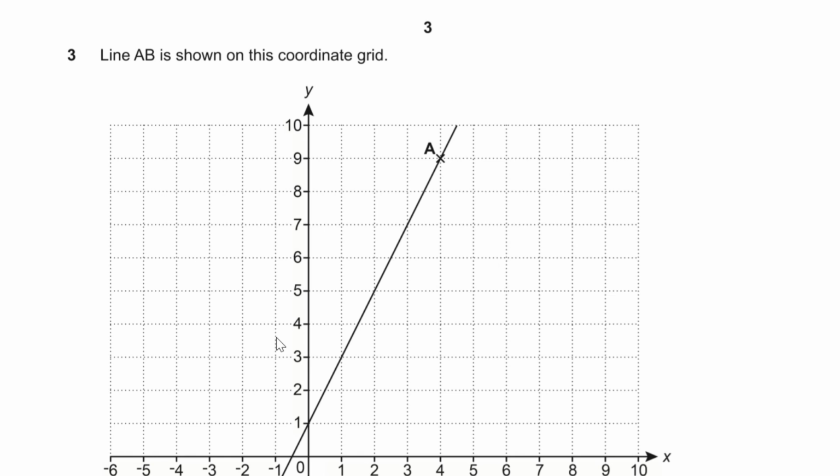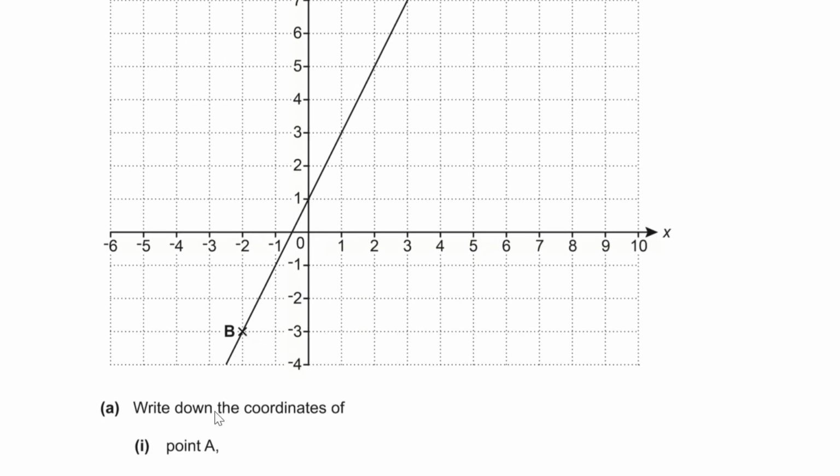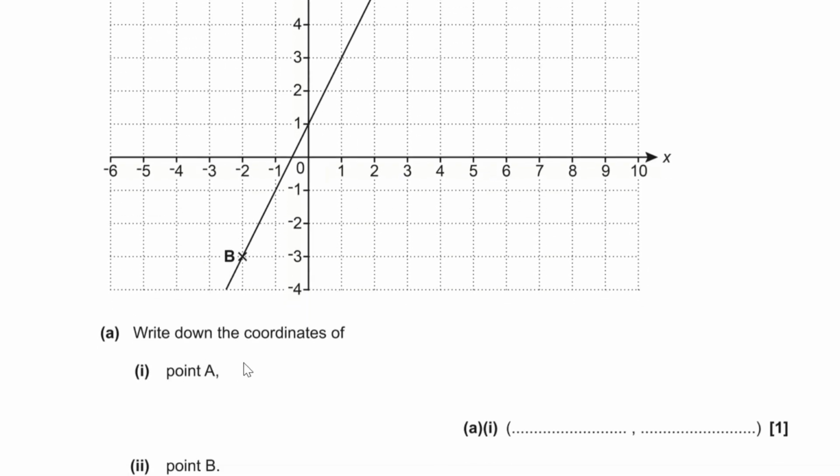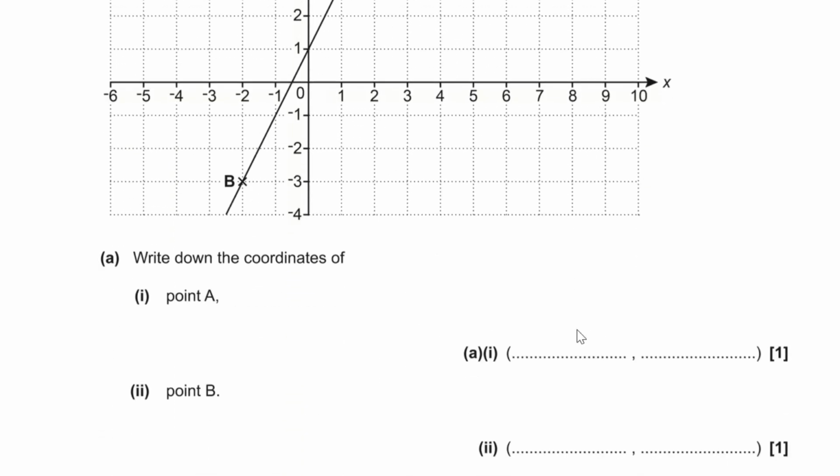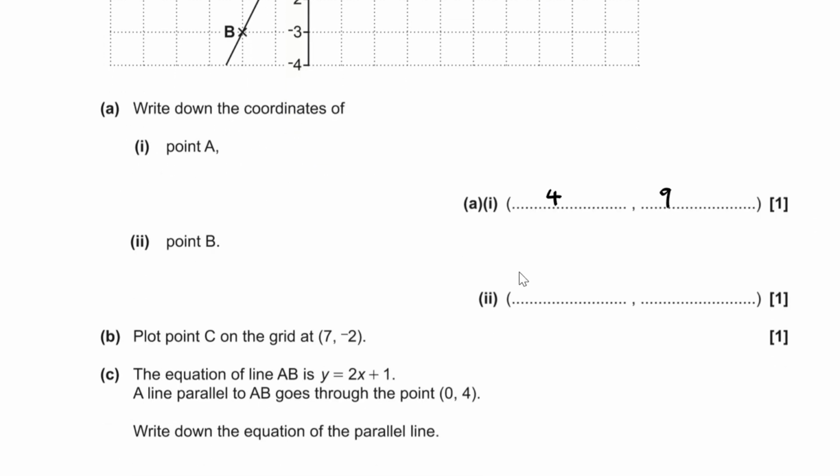Question number 3. Line AB is shown on this coordinate grid, and for the first part of part A, we have to write down the coordinates of point A. Well, for point A, we are going 4 across, 9 up, so therefore the coordinates will be 4, 9. And then for the coordinates of B, we are going -2 in the x direction and -3 in the y direction, and therefore the coordinates of B will be -2, -3.